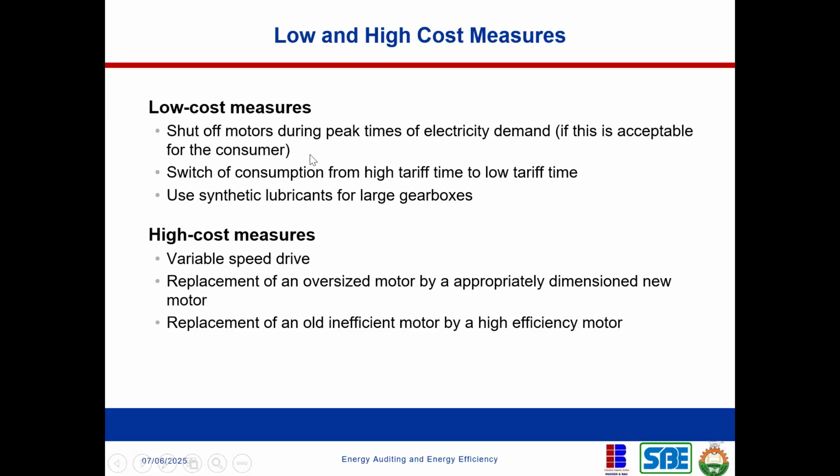These are the low and high cost measures of motors. So the low cost measures for energy efficiency in motors are: shut off motor during peak time of electricity demand. If this is acceptable for the consumer, anyway, you can't just shut off a motor when production needs to be going. But if the production can be varied, you can then decide, okay, during peak time, this motor should not be running. Now, shift consumption from high tariff time to low tariff time.